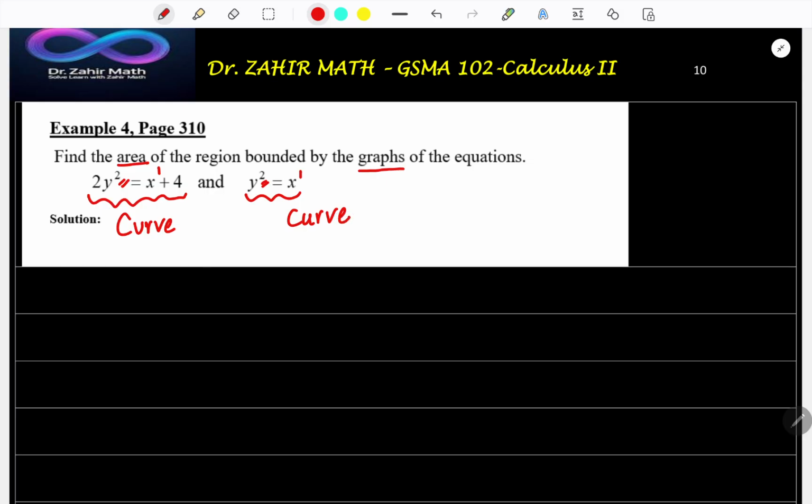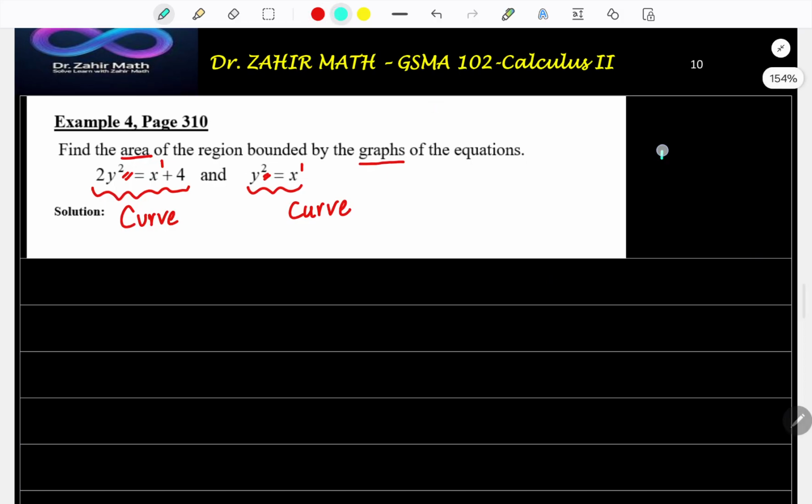For the previous two questions, we got what? The first one is a line and the second one is a curve. But now here, both are parabolas, right? What type of parabolas did we get? Look at the parabola, y square equals x. I told you y square equals x, it's this parabola.